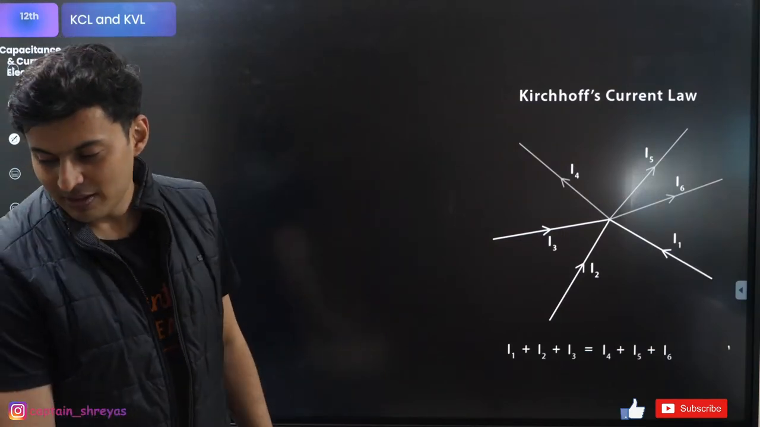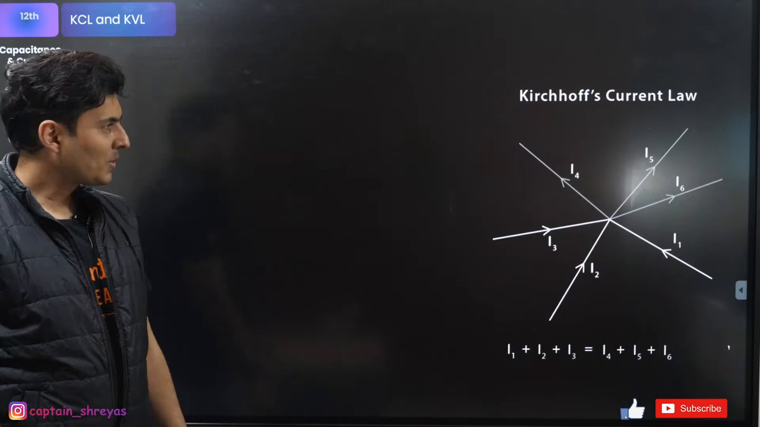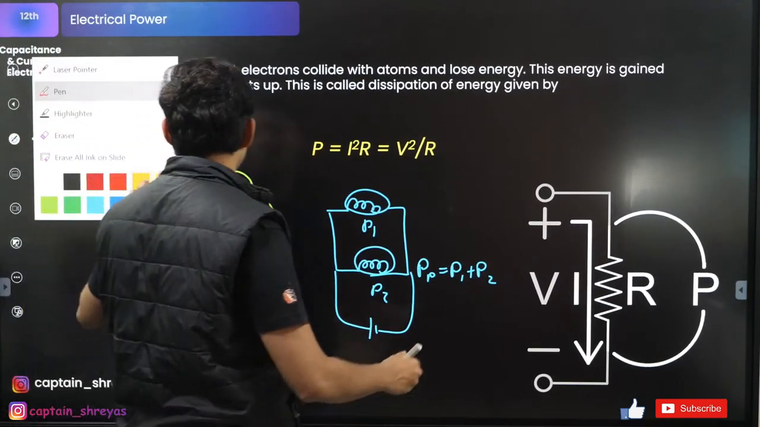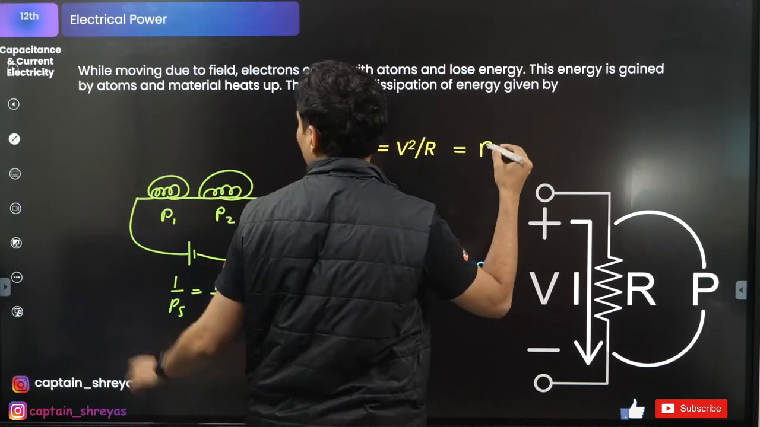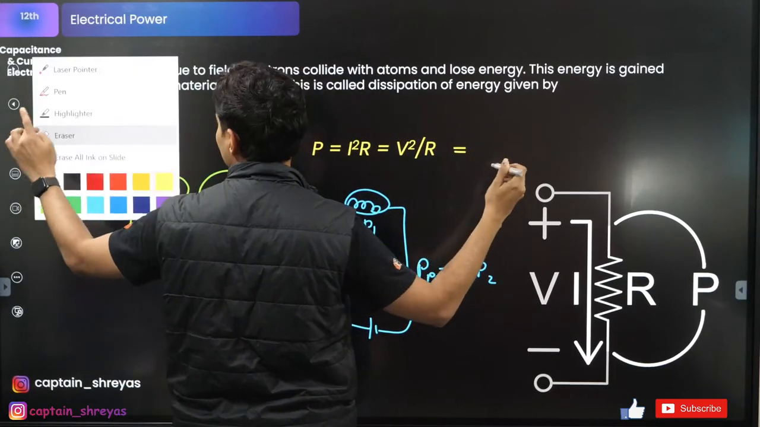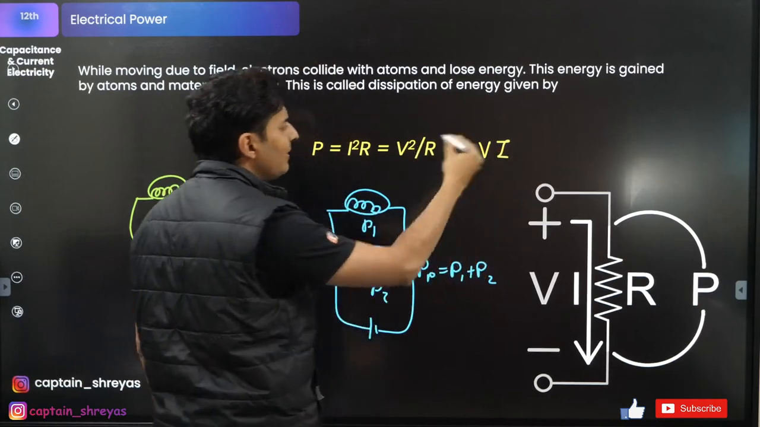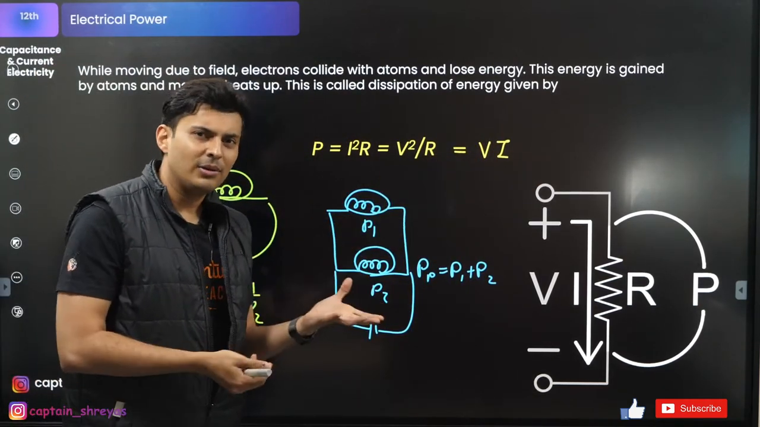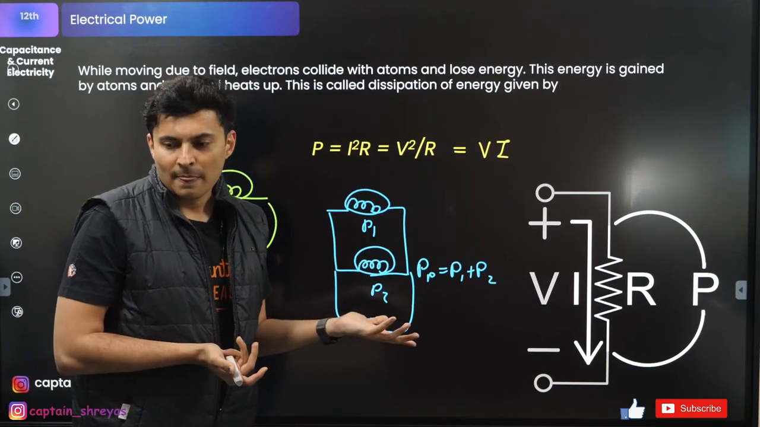Sir, when do we use P is equal to VI? I'll come to that. Yes, I'll just tell you. It's the same thing, even if you use P is equal to VI. It doesn't really matter. It's a different way of writing it. That's all. So if voltage and current flowing is known, you use V into I. Okay, cool.